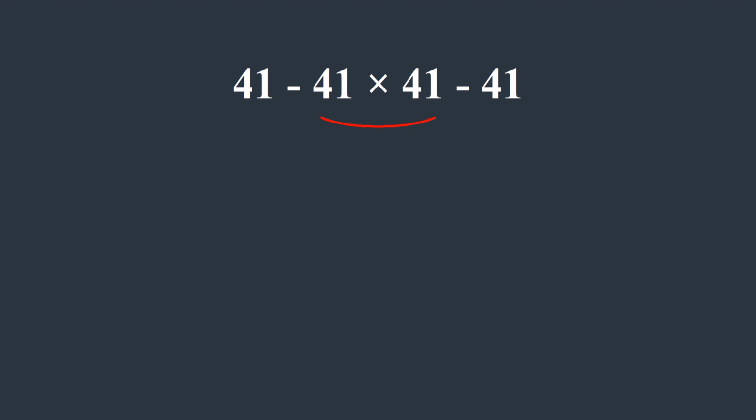So we have first this multiplication. 41 times 41 equals 1681. So we have 41 minus 1681 minus 41, and we have two subtractions. According to the order of operations, we do this subtraction, then this subtraction.